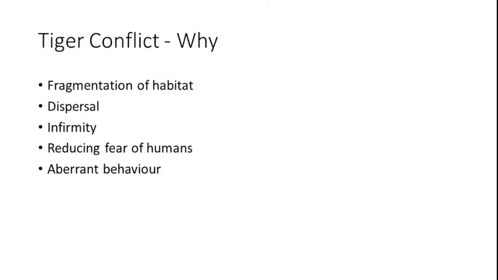And sometimes unknowingly, because they are not trained hunters, they would mistake humans for their prey. And sometimes they would eat them, sometimes they just kill them and leave them. So dispersal: if you see, a large majority of conflict cases in India are caused by young 3-year-old adults, sub-adults, not knowing what to hunt, what not to hunt.